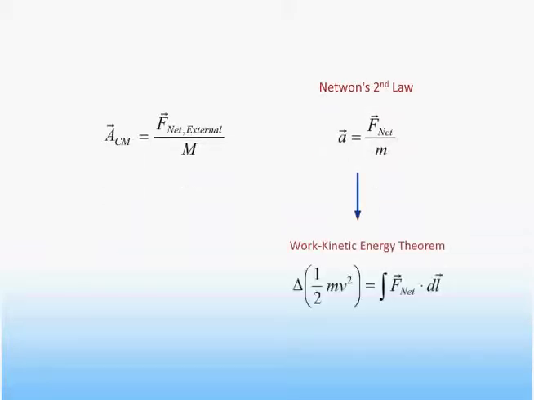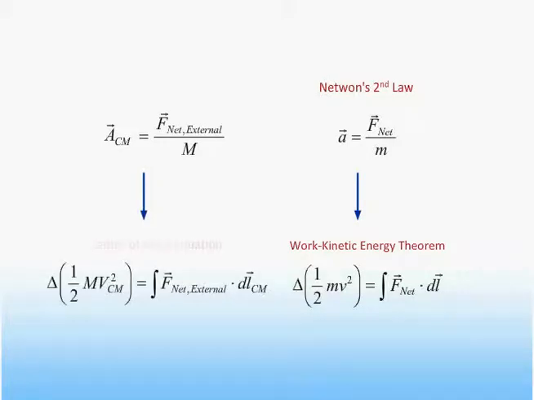Consequently, we can perform exactly the same derivation we made in Prelecture 7 to obtain the work kinetic energy theorem for a point particle. Now, the result here will be an equation, often called the center of mass equation, that looks exactly like the work kinetic energy theorem we derived for point particles. The only differences lie in the subscripts.